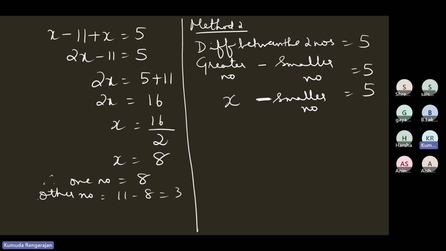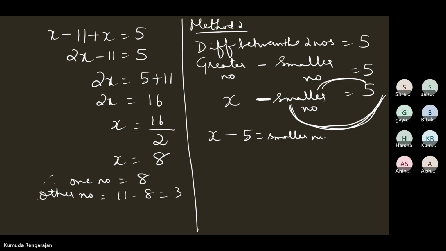Correct. So you need to transpose. No, see here. When you transpose, what happens? When you transpose 5 to the left-hand side and minus smaller number to the right-hand side, what happens? X minus 5 is equal to minus smaller number, which will become plus smaller number on the other side, right?